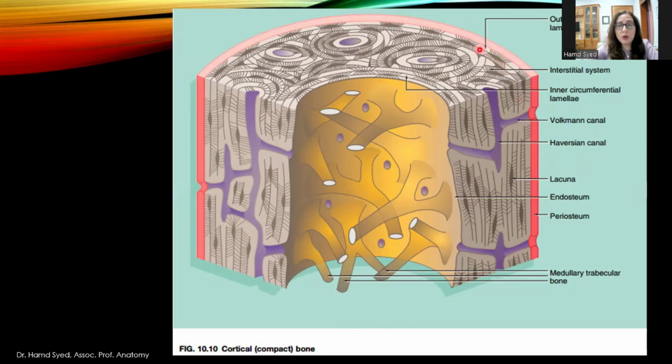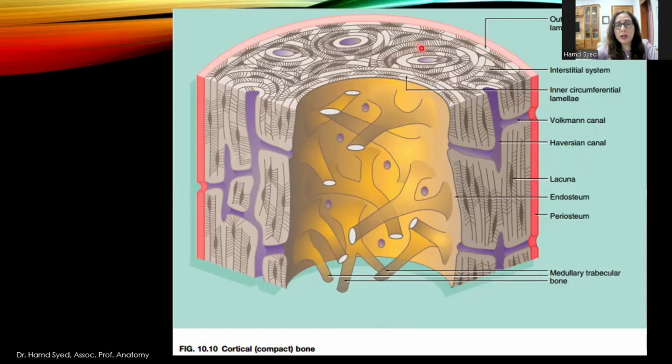Just beneath this periosteum are also present the lamellae, which are forming the outer circumferential lamellae. And then are the inner circumferential lamellae, and then adjacent to that, like I told you, in the center of the bone, if it is a typical long bone, then you have the spongy bone, and then you have the medullary cavity.